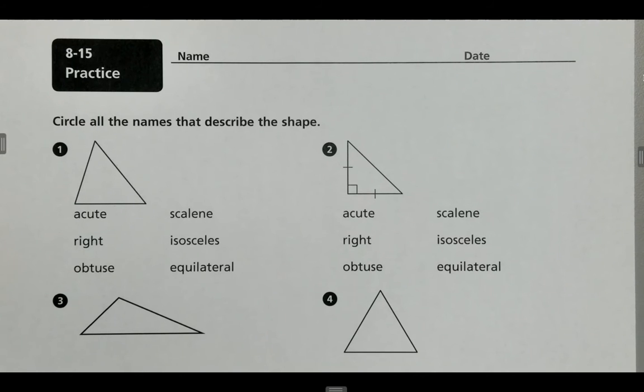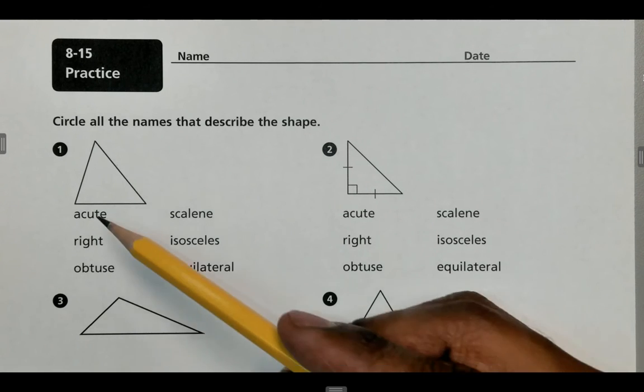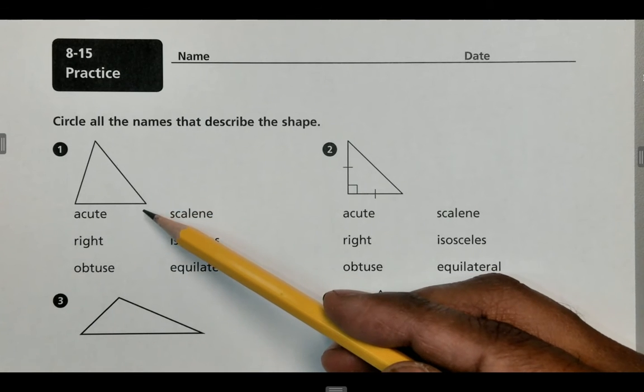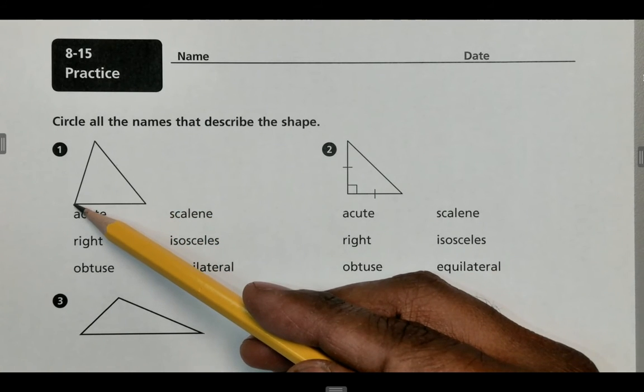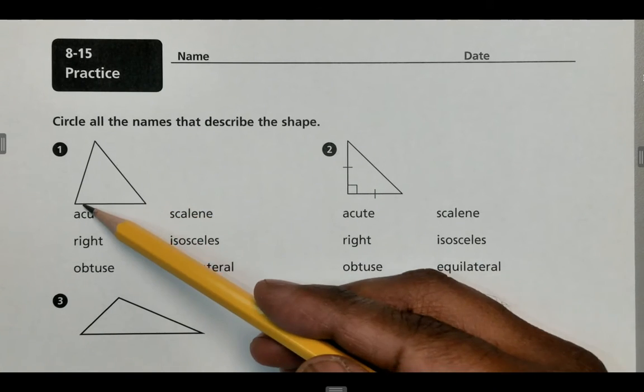Lesson 8:15, Classifying Triangles. A triangle, of course, in a very general sense, is a three-sided polygon. It's clearly two-dimensional or flat in nature. It's made up of line segments and there's no gaps.